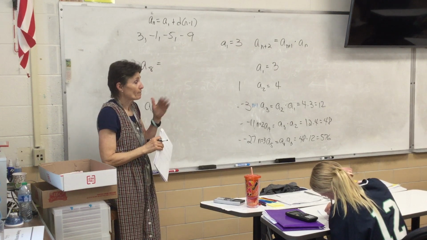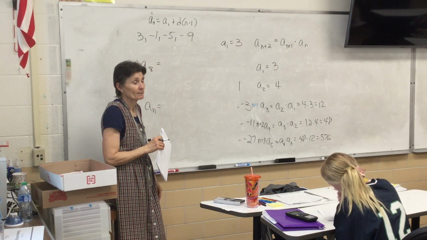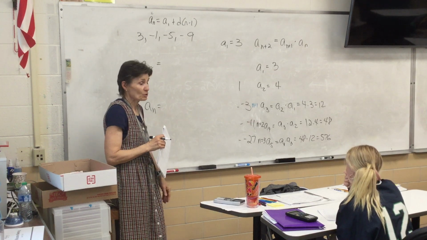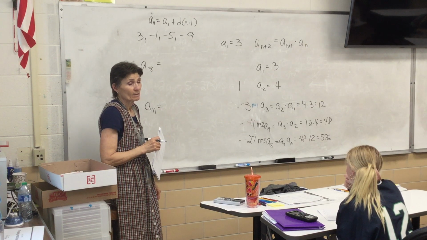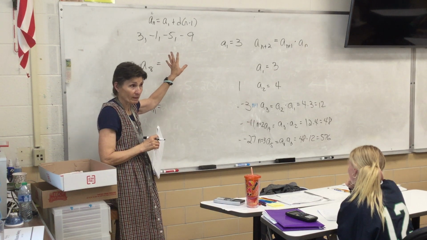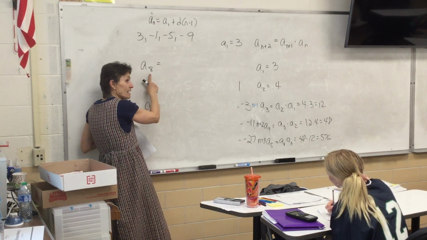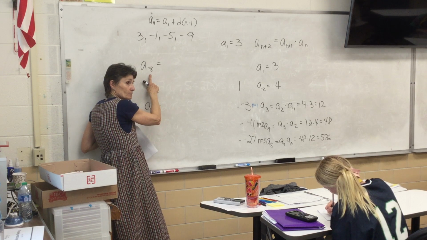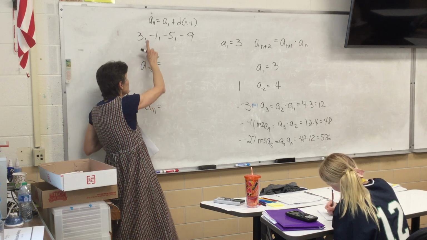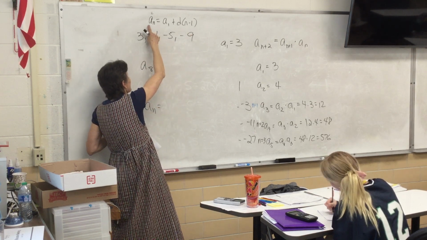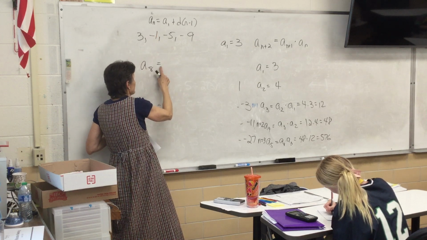I will give you the formulas. You do not have to memorize them because we're going to be getting some more. But you have to know which is which. This is the arithmetic formula. So we want the 8th term. Well, according to our formula, a sub 8 equals what?